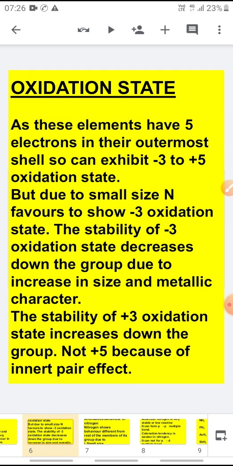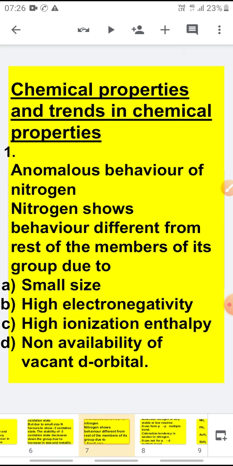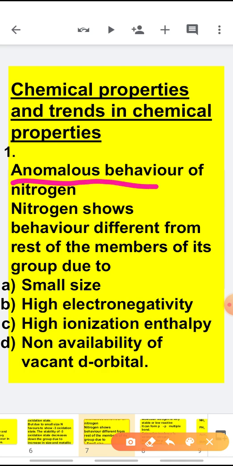So, I hope you have understood this oxidation state. These were your physical properties. Now, coming to the chemical properties and the trends in chemical properties. Before studying the chemical properties by members, we will study the anomalous behavior of nitrogen first.